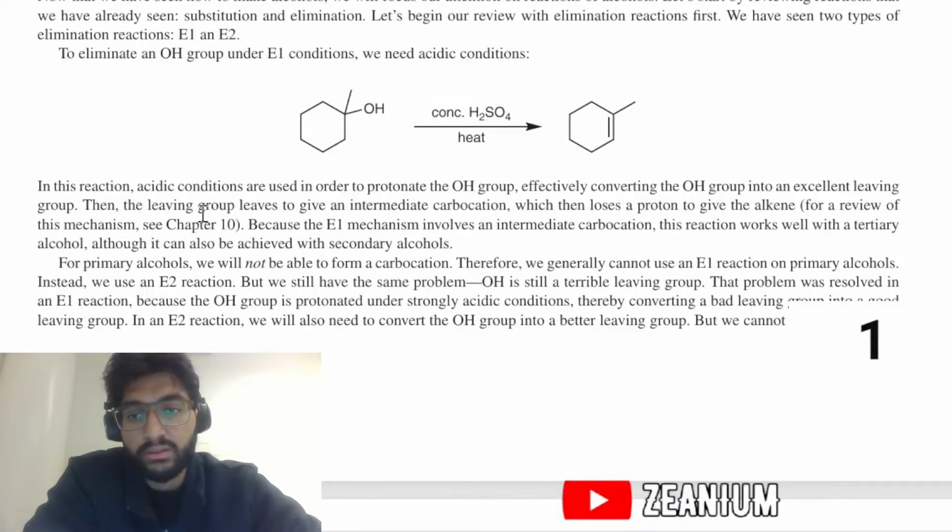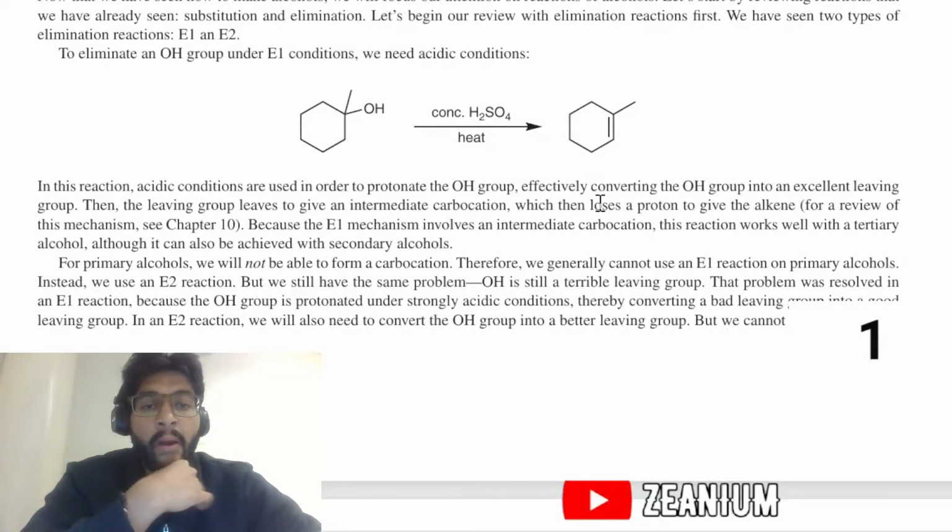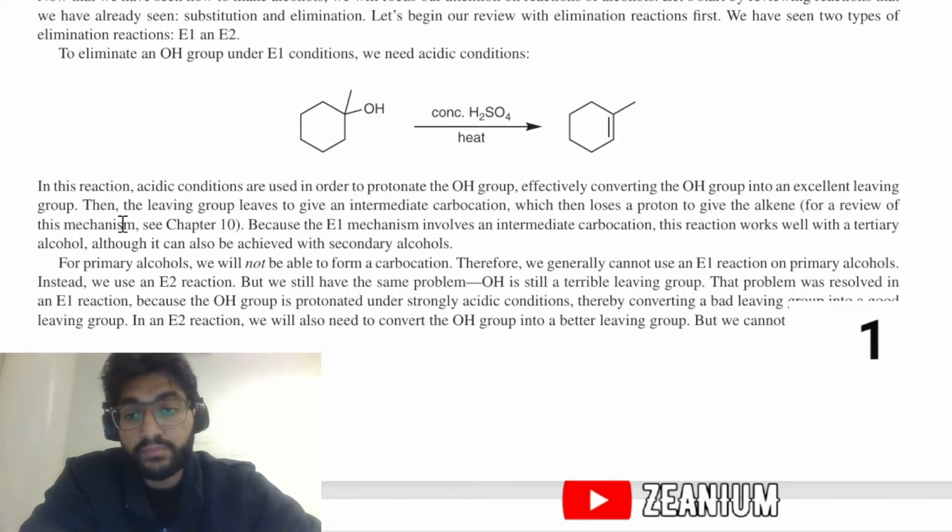In this reaction, the acidic conditions are used in order to protonate the OH group, effectively converting the OH group into an excellent leaving group. Then the leaving group leaves to give an intermediate carbocation, which then loses a proton to give the alkene. Because the E1 mechanism involves an intermediate carbocation, this reaction works well with tertiary alcohols, although it can also be achieved with secondary alcohols.